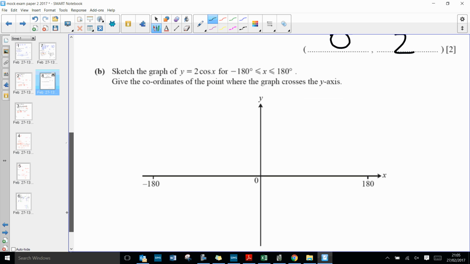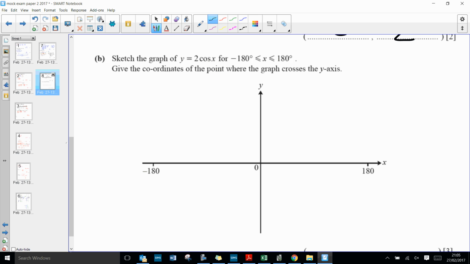Sketch the graph of 2 cos x. So normally we're looking at 90, 180, 270, 360, but obviously this time we're looking at 90 and negative 90. Our cos curve starts normally at 1, but because of this 2 here, it's going to start up at 2, and it's going to go down to negative 2.